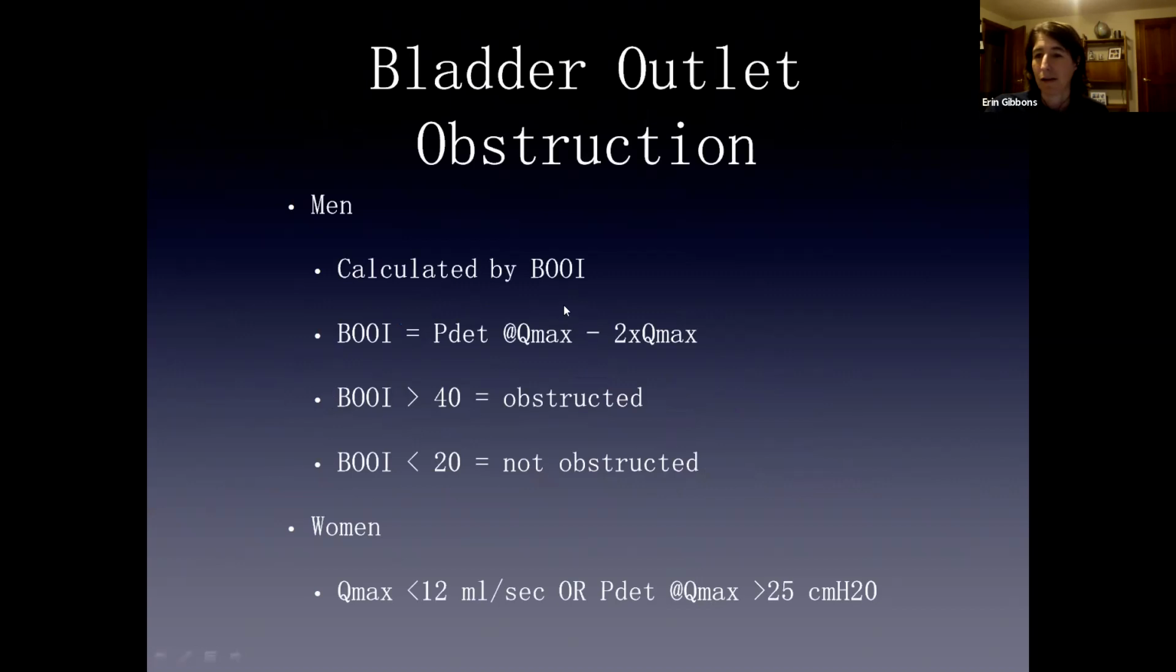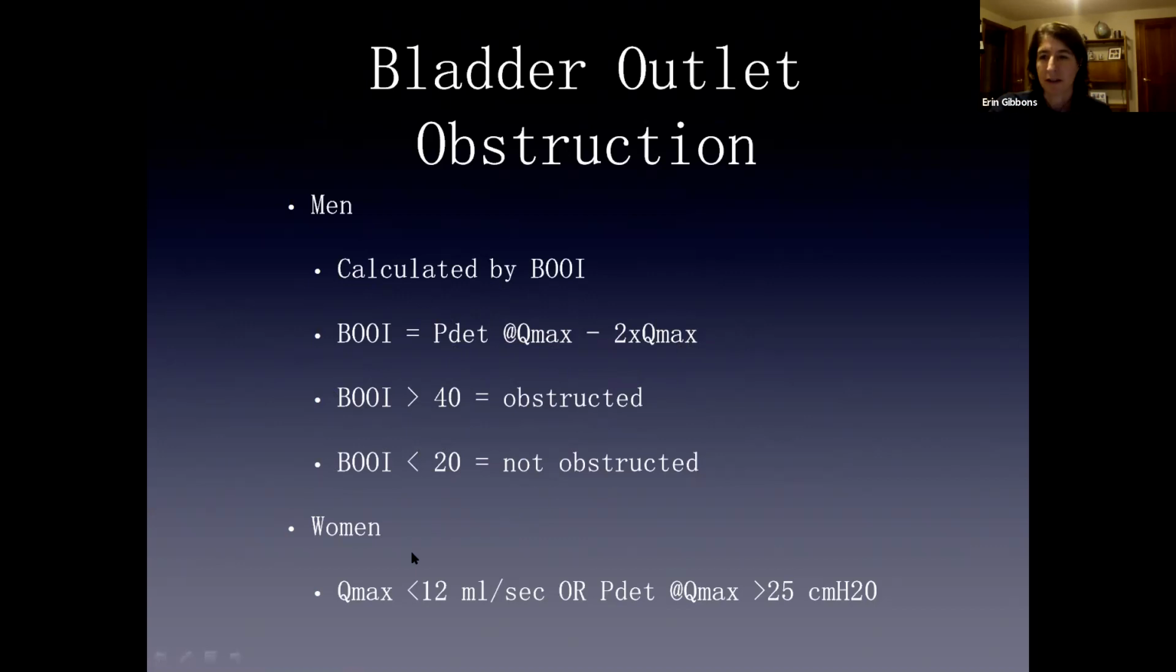Again, a thing that I don't think a lot of people sit around and calculate themselves, but a lot of systems, like a Laborie urodynamic system, will calculate this for you, is the bladder outlet obstruction index. And I have a picture of it in a second. I do not sit and calculate this, I'll tell you. So you're going to take your detrusor pressure at your max flow, so the detrusor pressure at the Qmax, minus twice the Qmax. So a higher number is going to be obstructed, the lower number is not obstructed. And this is really specifically for men and looking at BPH and outlet obstruction.